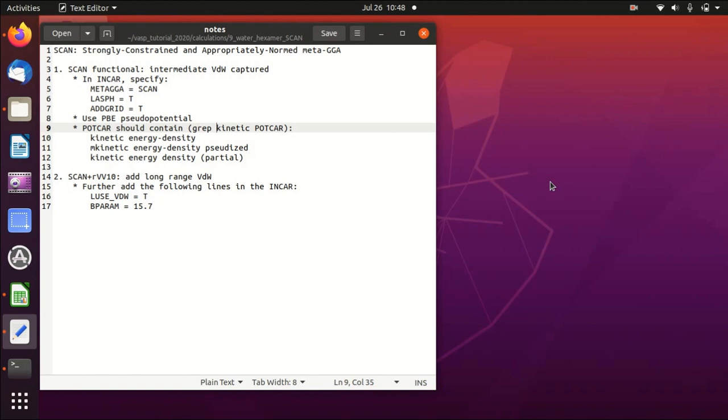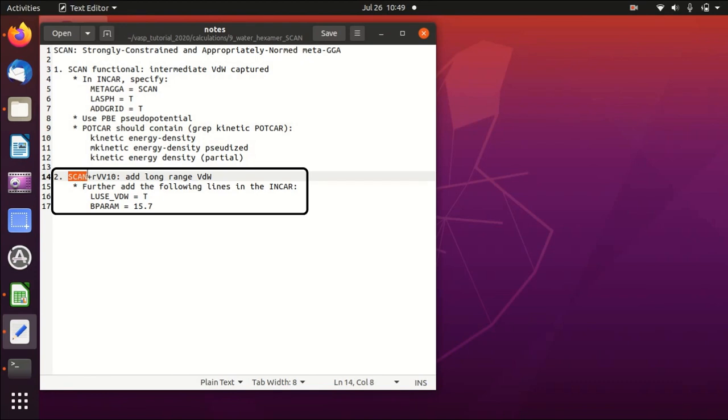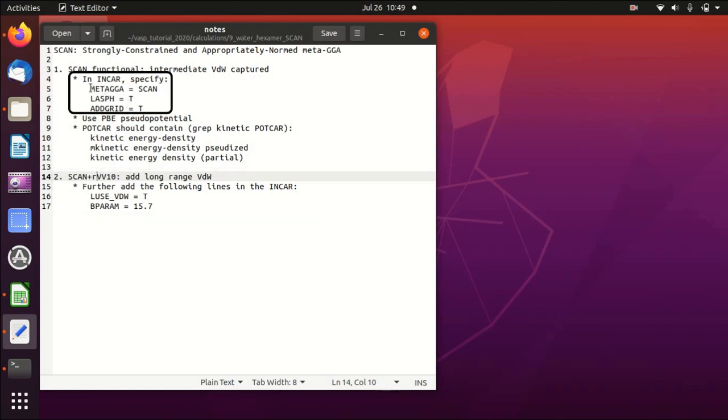So basically, there are two ways of using SCAN. One is to use the bare SCAN functional. It has been shown that SCAN covers the intermediate van der Waals interaction in the bare functional. And the second way would be to combine SCAN with rVV10, which adds the long-range van der Waals interaction to it. To use the SCAN functional, you need to specify METAGGA = SCAN in the INCAR.